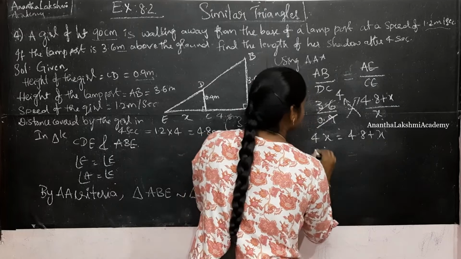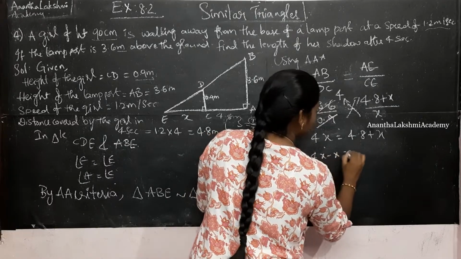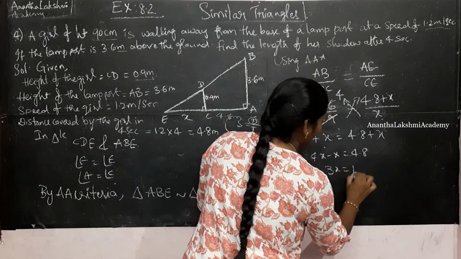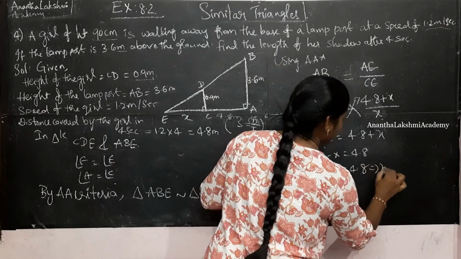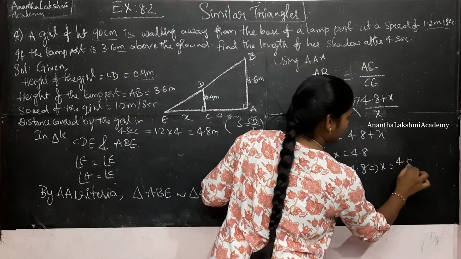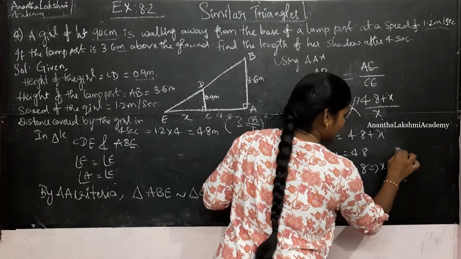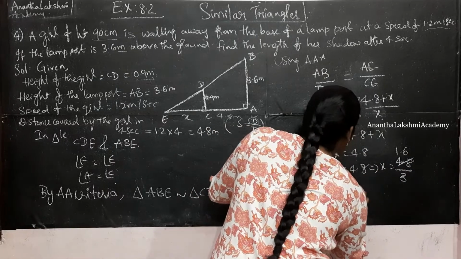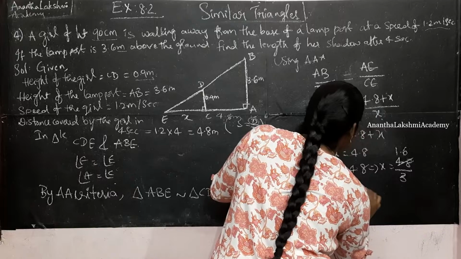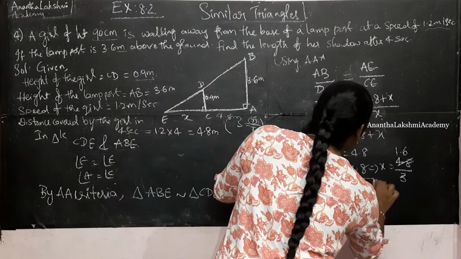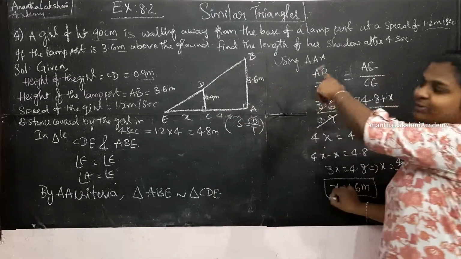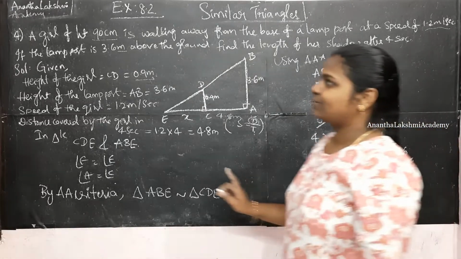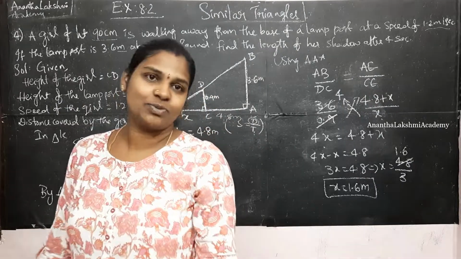If you bring X to this side, 4X minus X is equal to 4.8. 4X minus X is 3X is equal to 4.8. And if you do the calculation, X is equal to 4.8 by 3, 3 ones are 3, 6. Since there is a decimal point, this is going to be 1.6 meters or centimeters? Meters. We have converted every measurement into meters. So this is going to be 1.6 meters. So that is about the fourth problem. Let's jump into the next problem.